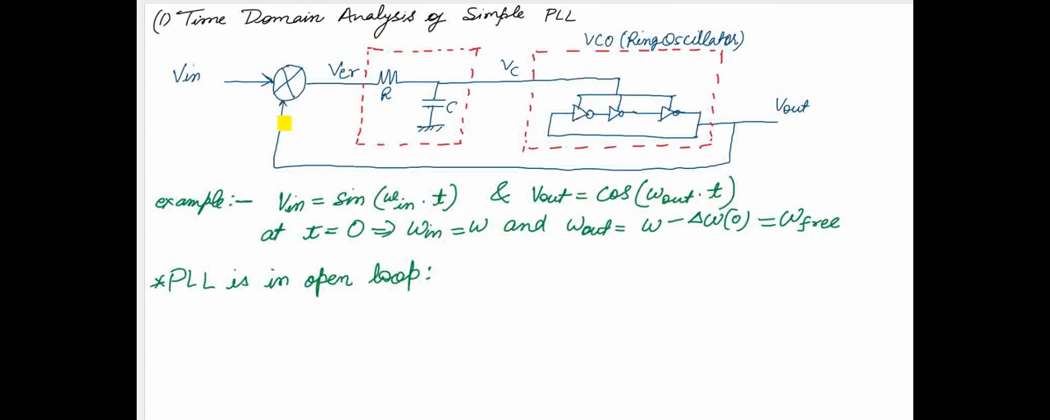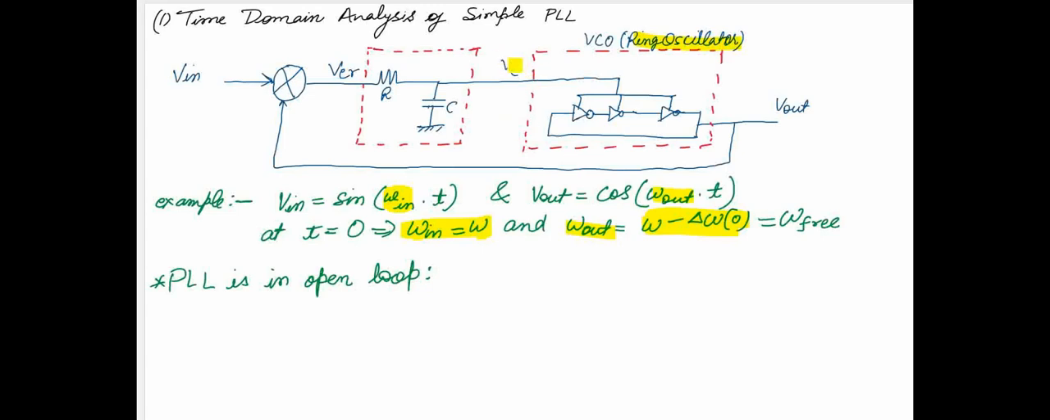I have created one block diagram of the PLL. In this diagram, I made the LPF using an RC filter, and the VCO using a ring oscillator. I considered that Vin is equal to sin omega in t and V out equal to cos omega out t. At t equal to 0, I am considering that omega in is equal to omega, and omega out is equal to omega minus del omega 0, which indicates a frequency error of del omega 0. Frequency error is equal to omega in minus omega out. So if you remove omega minus del omega 0 from omega, you will get del omega 0. That is your frequency error at t equal to 0.